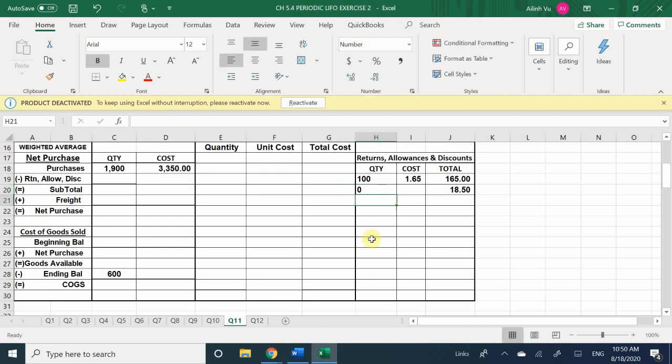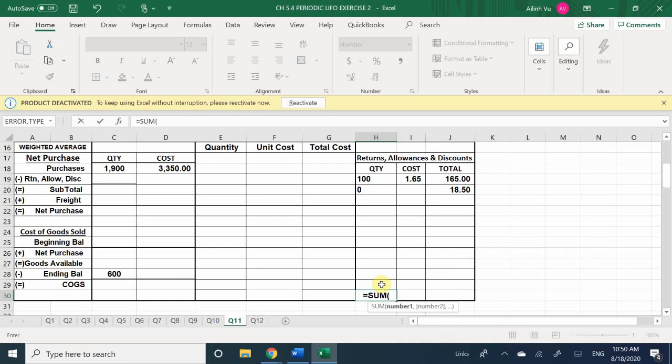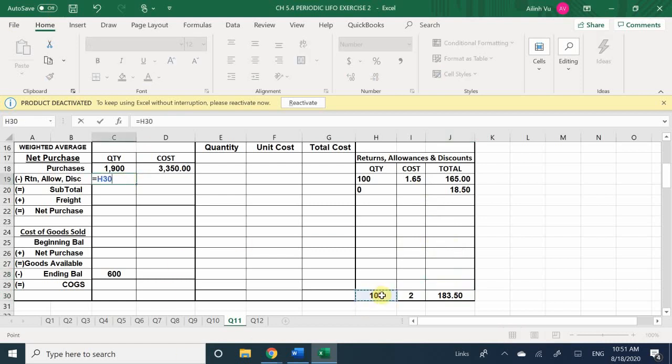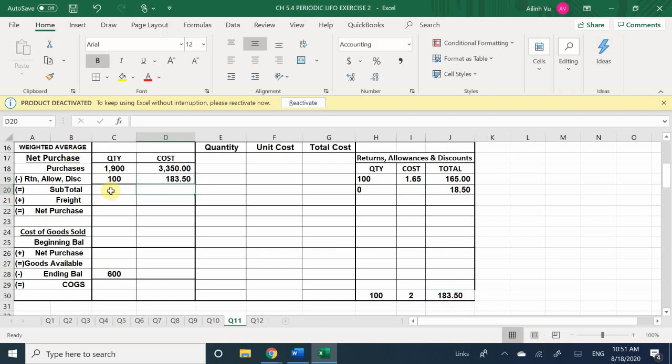It's 100, and then 183.50. Perfect. Okay, so we're going to come over here and cell reference this. All right, 183.50. So what is our new total amount now that we've subtracted our returns and allowances?